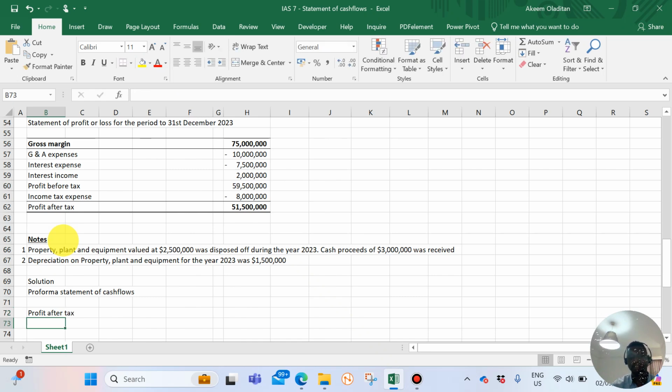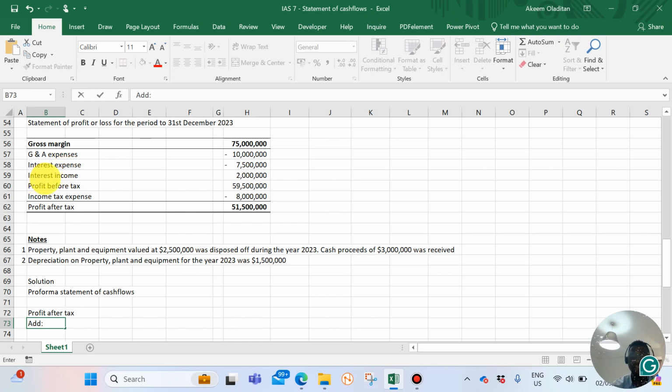Then the next thing is for me to look at the relevant adjustment. Though I'm not making the adjustment on the first line, I'm making it on the second line. Adjust or add. There are some transactions in the profit and loss statement that require that you adjust back. For instance, you have your interest expense here. Interest expense does not mean that you have actually paid interest on loan. It is an expense provision for the period.